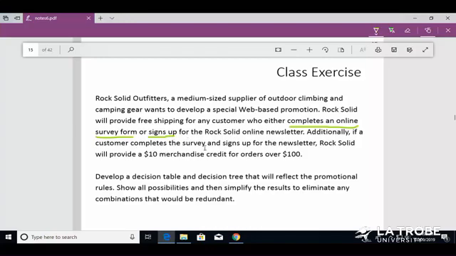Additionally, if a customer completes the survey and signs up for the newspaper, Roxol will provide $10 for orders over $100. So if he orders over $100, what will he get? So basically now, how many conditions do we have? First, if he completes the survey online or signs up, right? Two conditions. What else? The last sentence.